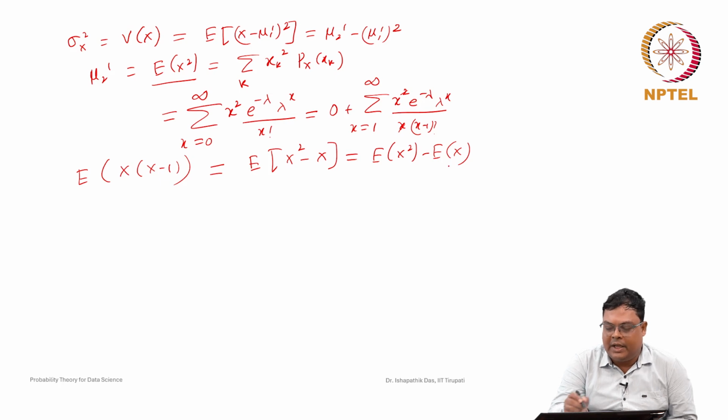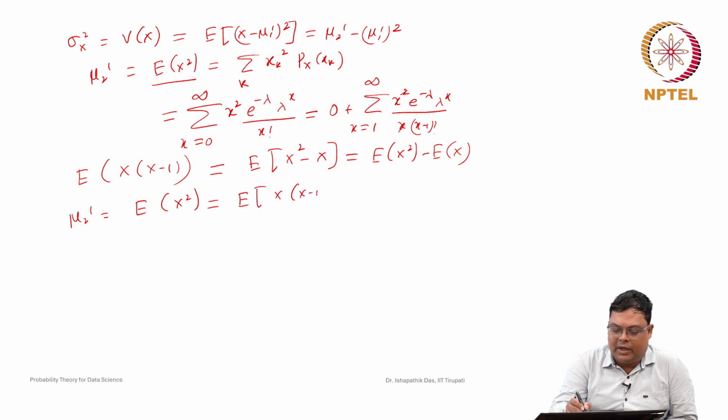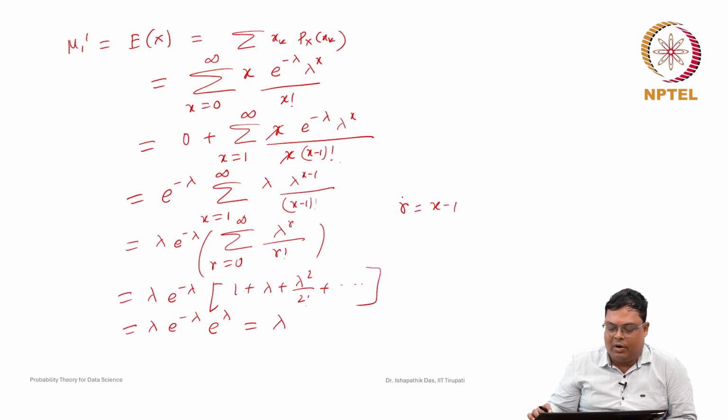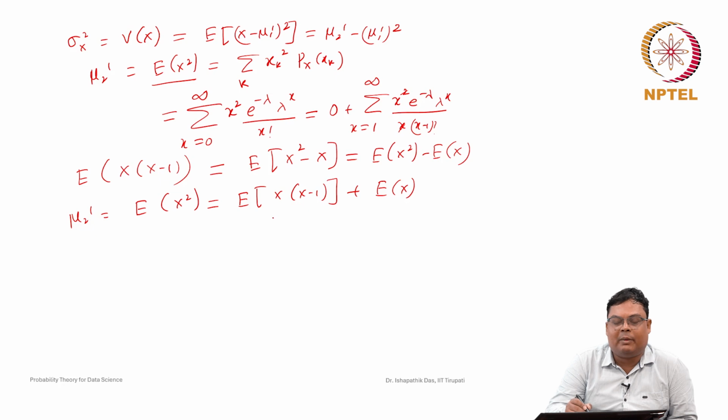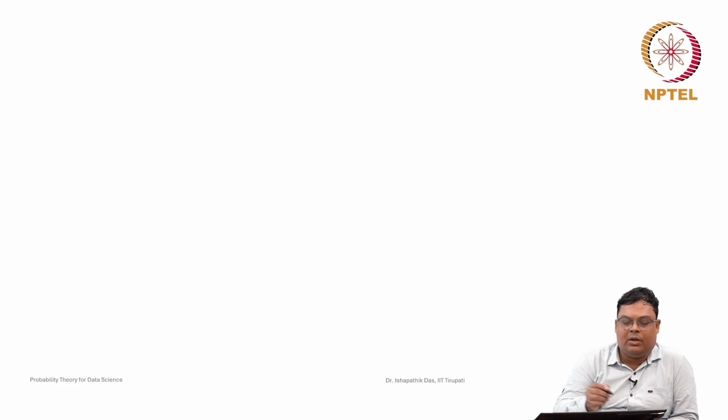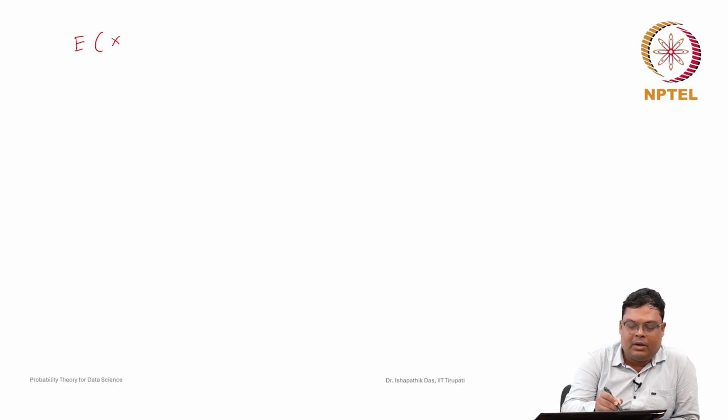Then you can simplify. The expected value of x square, this is mu 2 dash, is nothing but the expected value of x into x minus 1 plus the expected value of x. The expected value of x we have already computed here, this is lambda. Now the expected value of x into x minus 1 we will compute, then we can find this value. So, let us first compute the expected value of x into x minus 1.